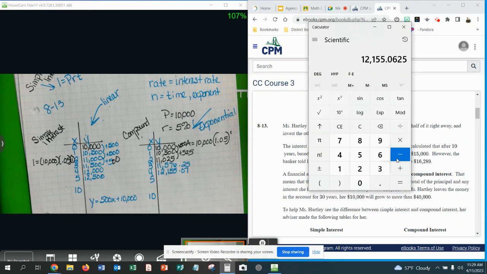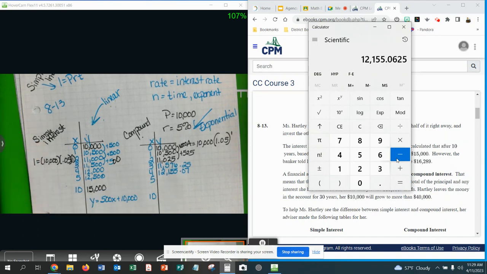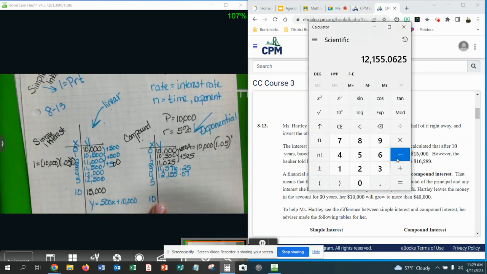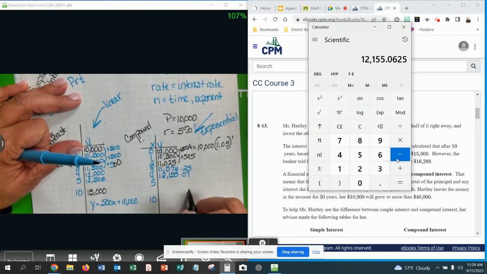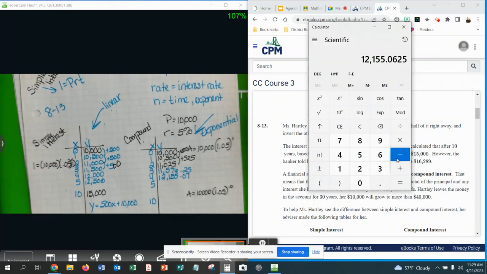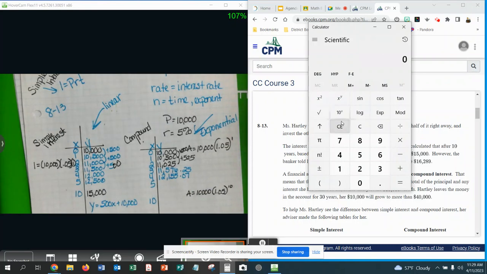So our year 10 on the simple interest is 15,000, right? We want to make sure that at year 10, we're at the same thing. So when I plug this in for year 10, because we can do this, we can go 10,000 times 1.05 times 10. You ready for it? So watch this. I'm going to clear this out. I'm going to go 10,000 times 1.05 exponent times 10 equals 16.